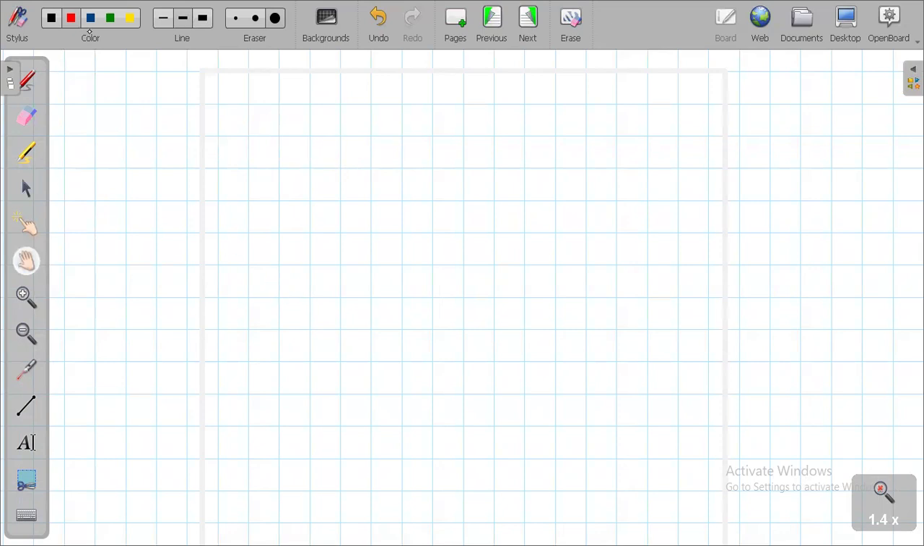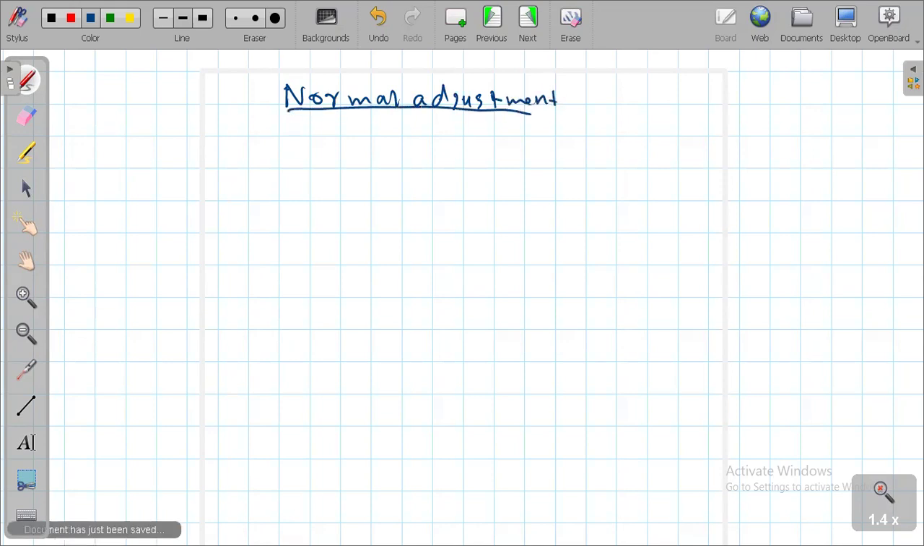Let's see how it is. Write this: the ray diagram for magnification of image at the minimum distance of distinct vision. Or we used to write that one as normal adjustment. Normal adjustment. I said the topic name. You can just write normal adjustment.